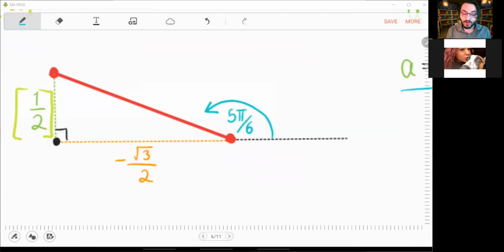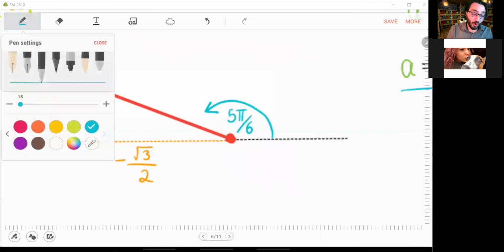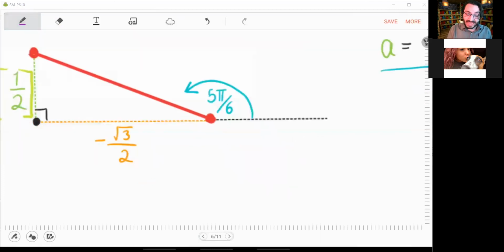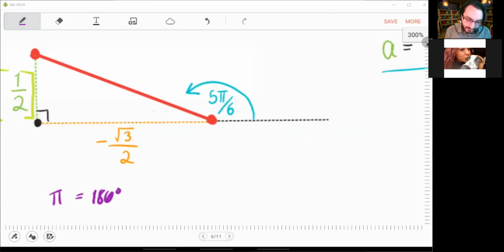Well, 5 pi over 6 is an angle that sweeps this way, as you can see. If one straight line is 180 degrees, then pi is equal to 180 degrees. If that whole thing is pi, then what is the angle that's left over? This angle left over is pi over 6. In other words, pi minus 5 pi over 6 is pi over 6.